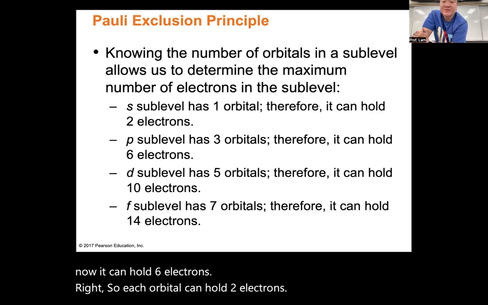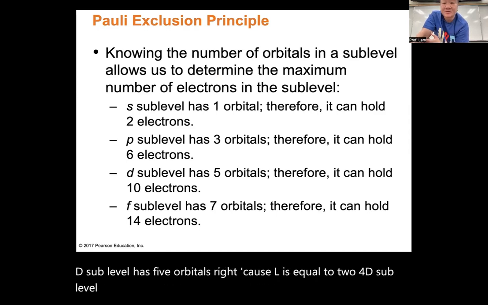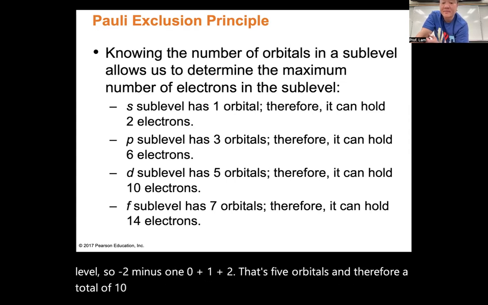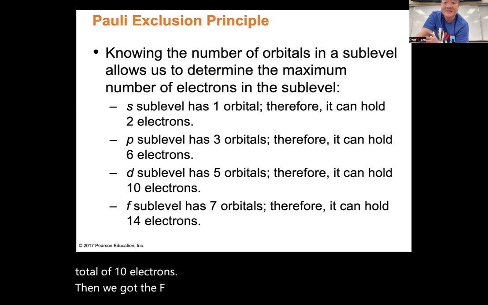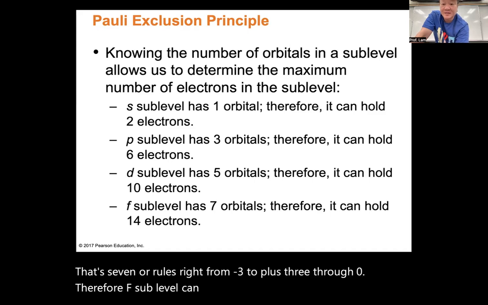Right? D sublevel has 5 orbitals, because L is equal to 2 for the d sublevel. So -2, -1, 0, +1, +2. That's 5 orbitals, and therefore a total of 10 electrons. Okay. Then we got the f sublevel. Remember, that's L equal to 3. That's 7 orbitals, from -3 to +3 through 0. Therefore, the f sublevel can hold a total of 14 electrons.